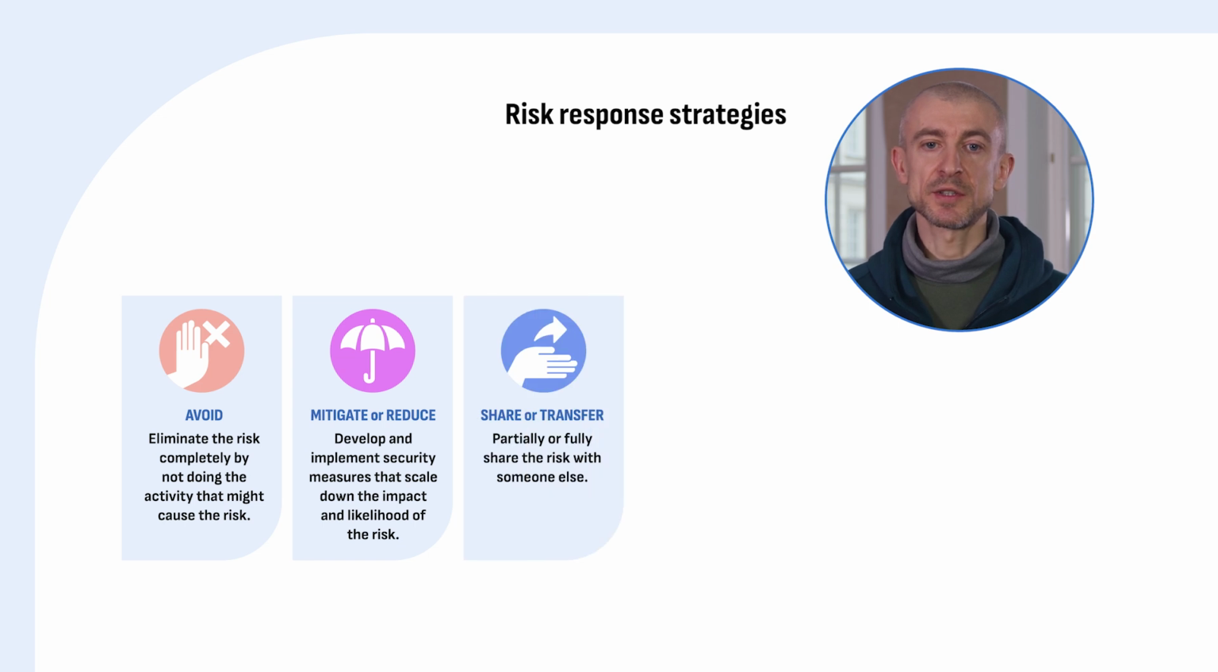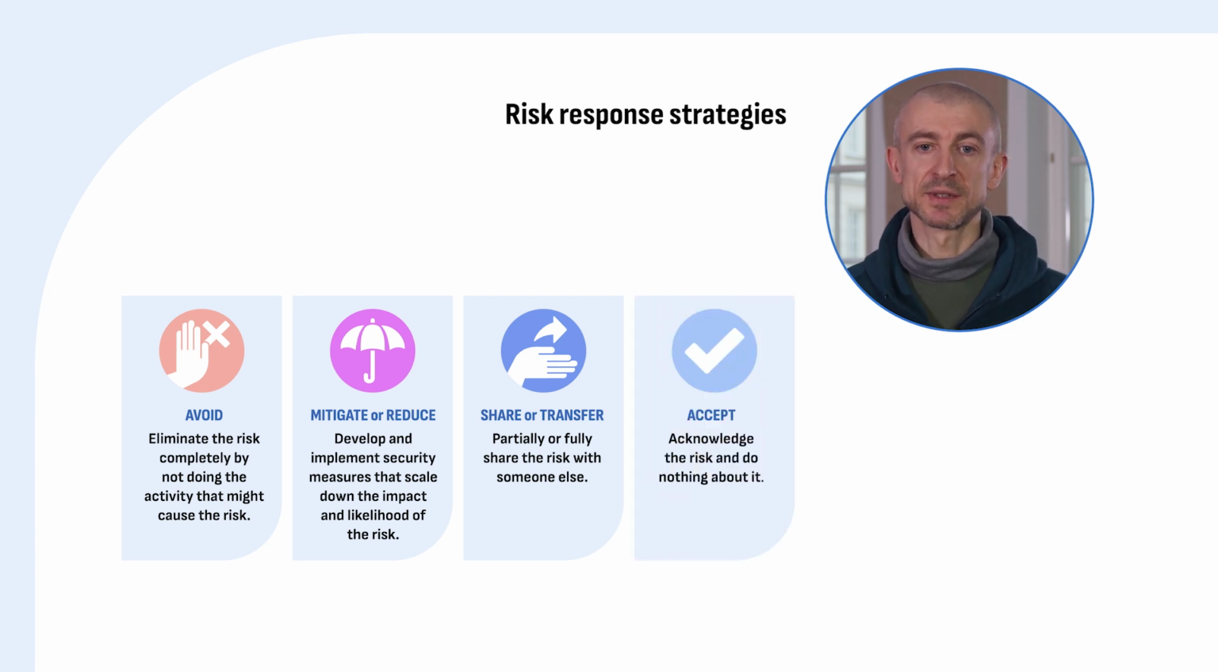3. Share or transfer. We can decide to partially or fully share the risk with someone else. For example, we can choose not to develop our own database, but to use an already existing one, with security measures already implemented and maintained by its developers. 4. Accept. Acknowledge the risk and do nothing about it. It's totally up to you what decisions to make about the risks and how to name the decisions. You may come up with other options as well.